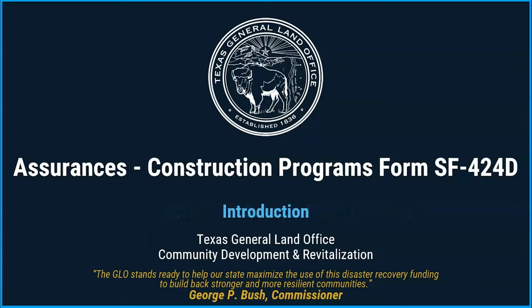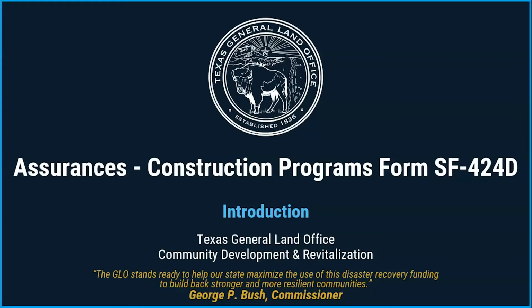A hyperlink to the GLO's Assurances Construction Programs Form SF424D can be found on the Texas General Land Office website at recovery.texas.gov. To locate the document, go to the local buyout and acquisition program page, which is linked below in the description section of this video. Scroll down to the supplemental documentation section and click on the SF424D link.